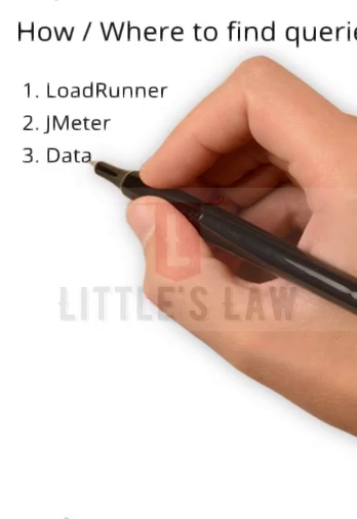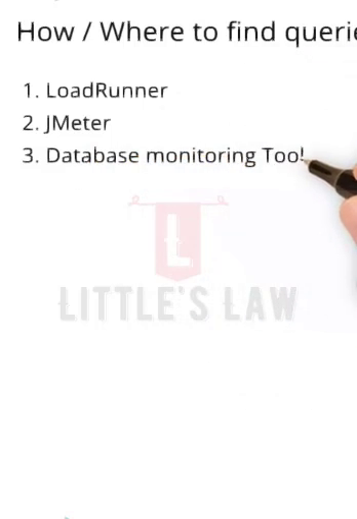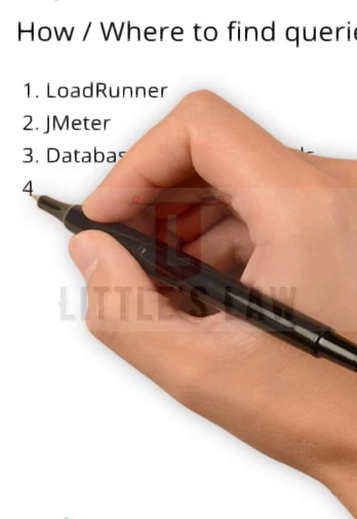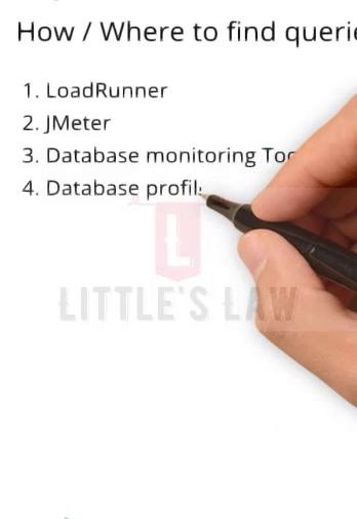Next comes JMeter, which is a commonly used tool. JMeter is an open source performance testing tool that allows us to create scripts to simulate user behavior, and it also provides options to capture and log the queries executed during the test. Using that, we can analyze the JMeter test logs to identify the queries and their performance characteristics.